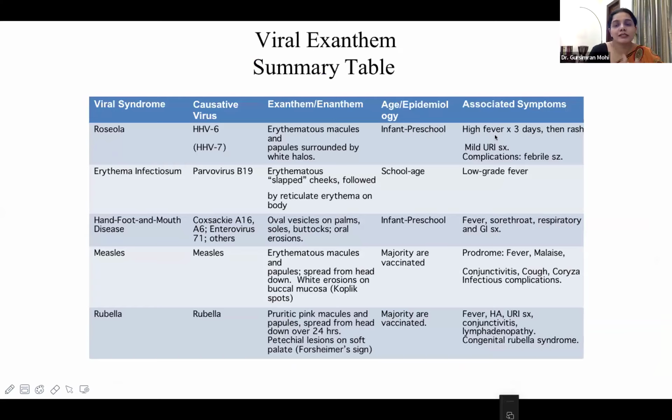Now, what diseases have we discussed? Measles and rubella. The lesions start from the face and spread to the body, and in measles we have the 3 C's. In rubella we need to look for lymphadenopathy. Then hand, foot, and mouth disease. And erythema infectiosum, parvovirus B19, has a slapped cheek appearance. And in roseola, the high-grade fever goes, and then the rash comes. So these are the typical maculopapular rashes.